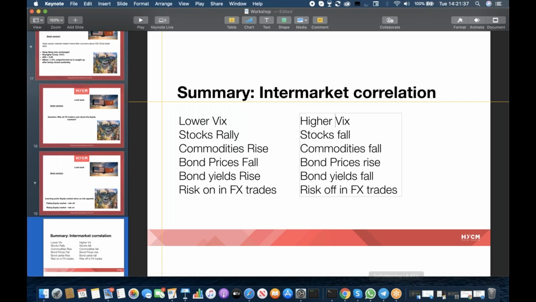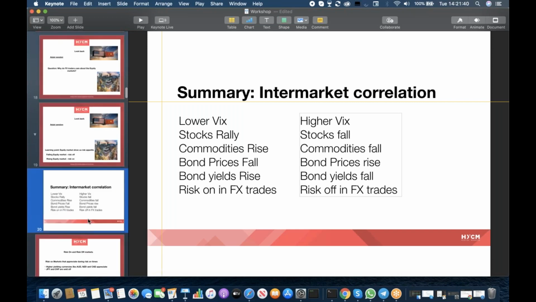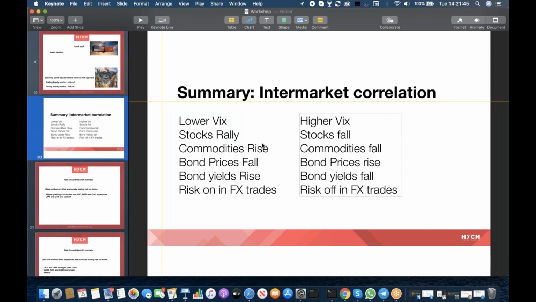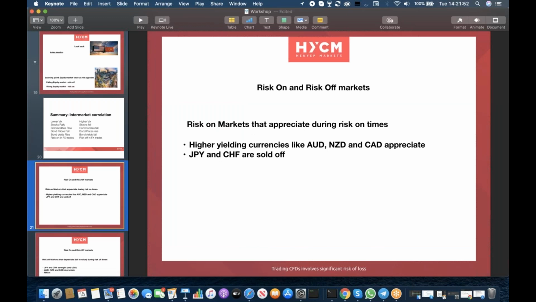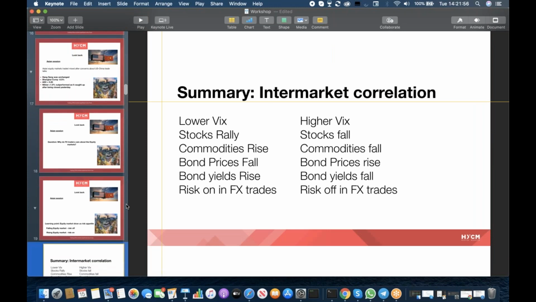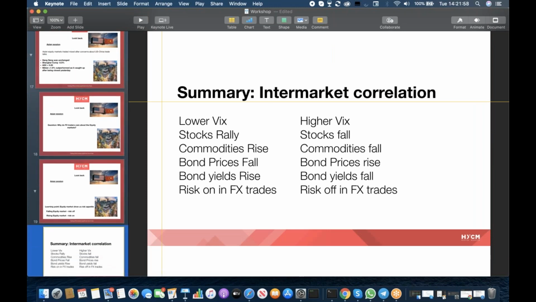That's a key relationship to grasp, and the reason we want to grasp it is that often this will give us a bias for currencies to trade. Okay, so when we're in a risk on market, many of you will know. In fact, let me do a little test. In a risk on market, what are we likely to see?